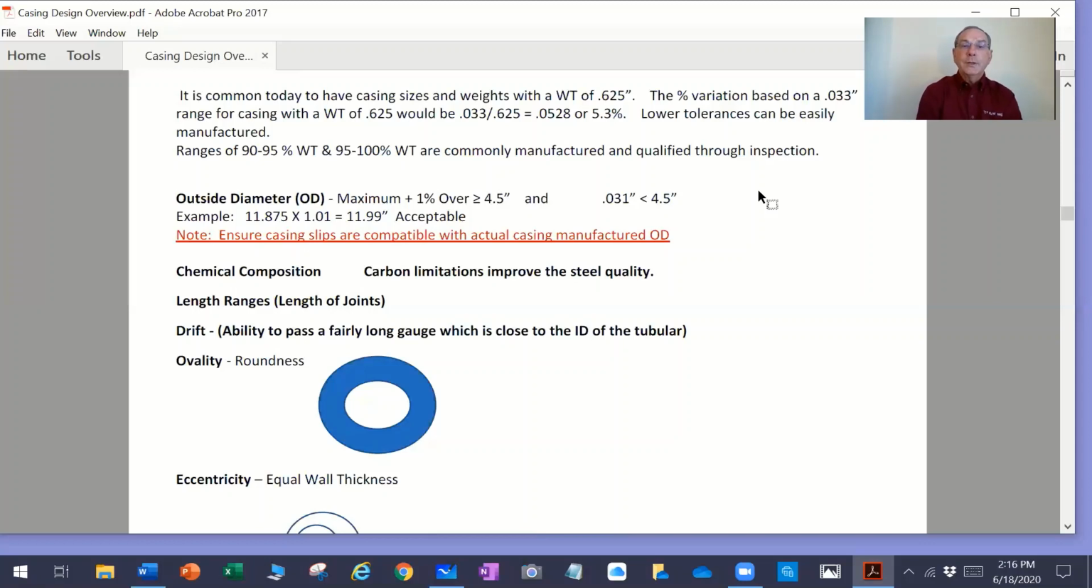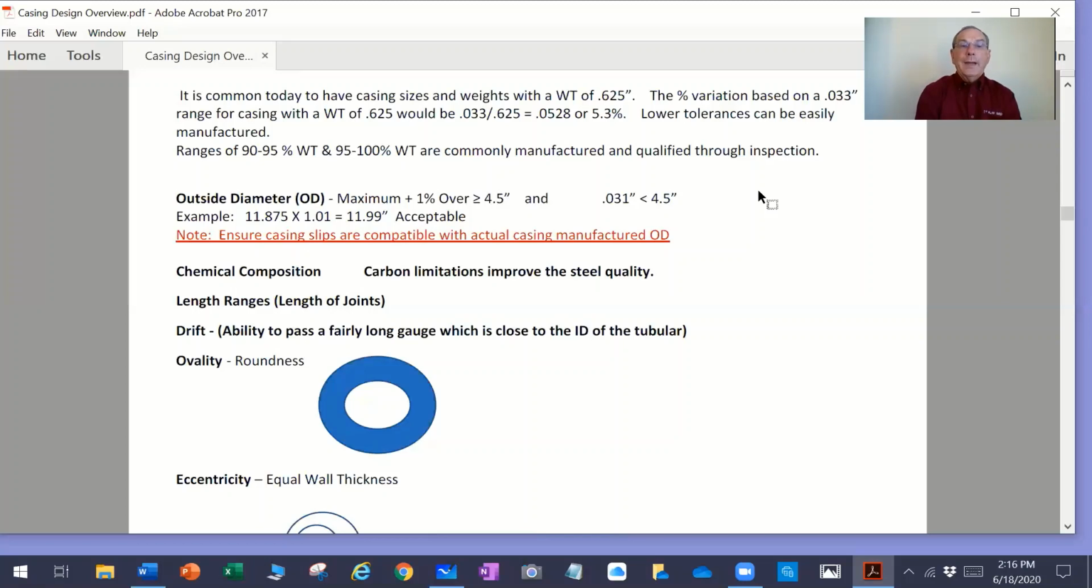Chemical composition is another attribute of specifications of casing. As I've already said, the makeup of the steel along with the heat treatment process is what gives it its properties. Carbon limitations improve the steel quality in general, but we also can add some other high-end metals, like molybdenum, to the steel to give it actual properties. I'm not going to get into that in this video.